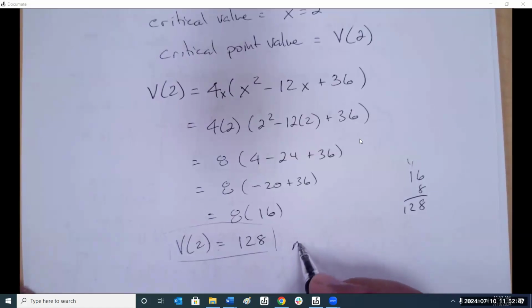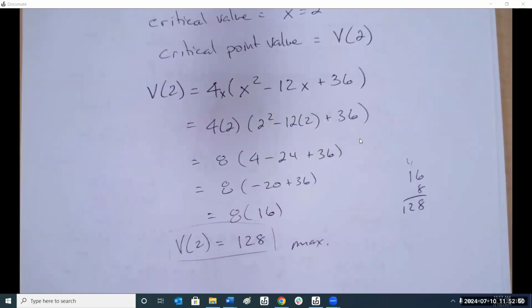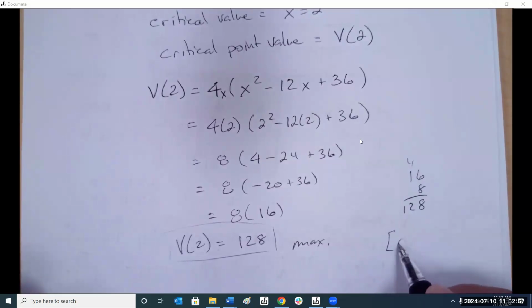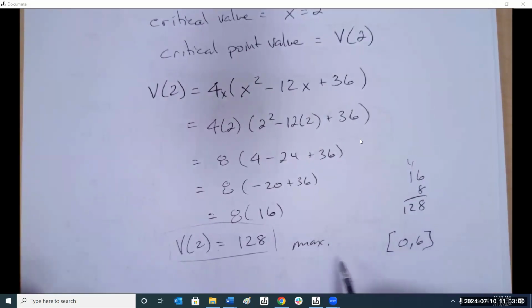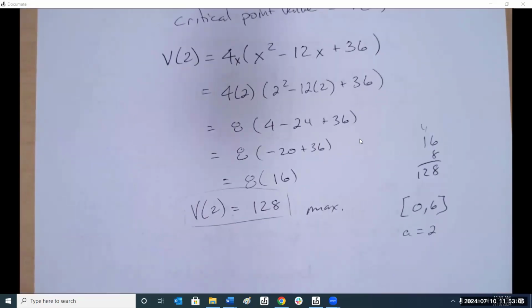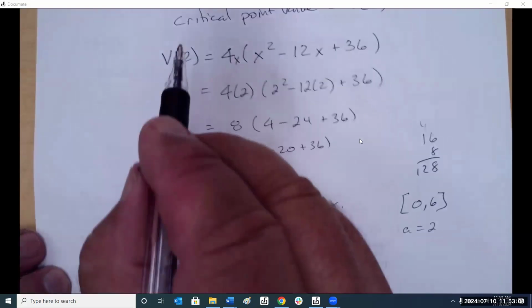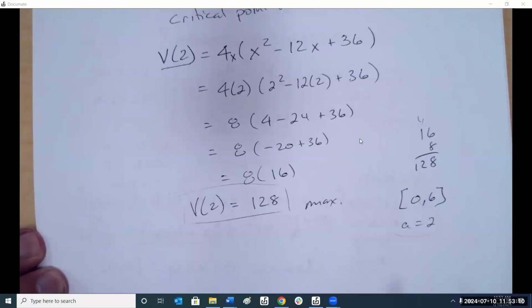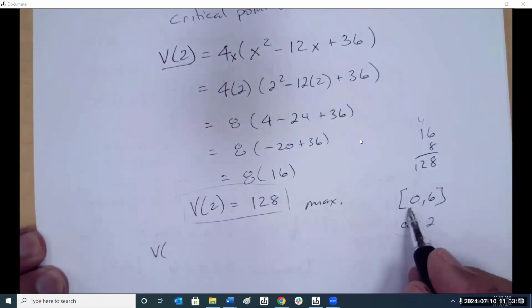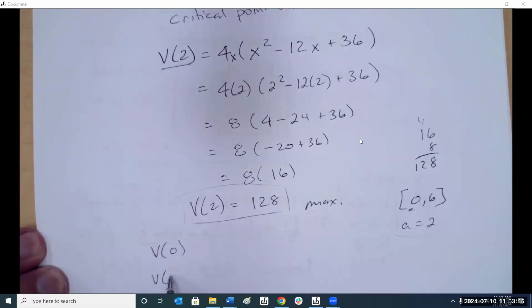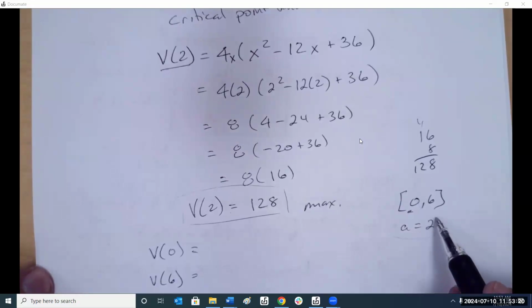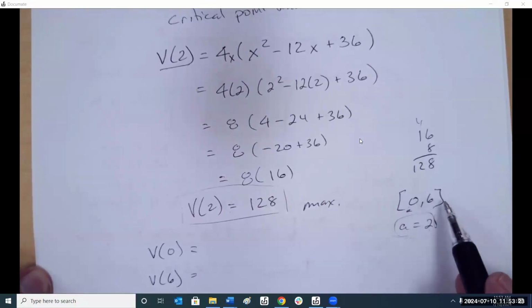How do we know this is the max? Remember, in the last chapter, whenever we have a closed interval and we have an interior point, to find the maximum, we have to find all three numbers. We have to find the interior point value. We have to find the endpoints. Remember that? So not only do we have to use 2, we also have to check the other ones just in case.